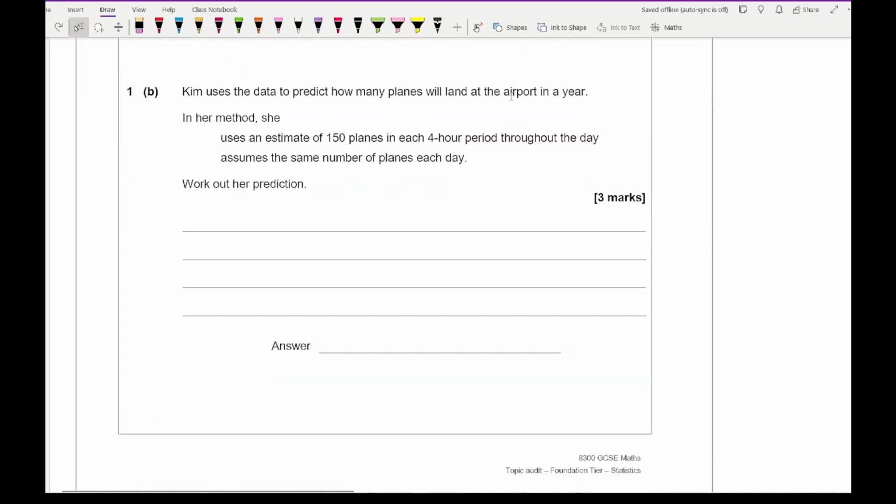Moving on to question 1B, it says Kim uses the data to predict how many planes will land at the airport in a year. In her method, she uses an estimate for 150 planes in each 4-hour period throughout the day, assuming that the same number of planes land each day. Work out her prediction. Well, if we're looking at 150 planes in 4 hours, then what we need to do is work out how many land in a day. So we multiply that by 6, which is going to give me 900. So that means 900 planes land on a day.